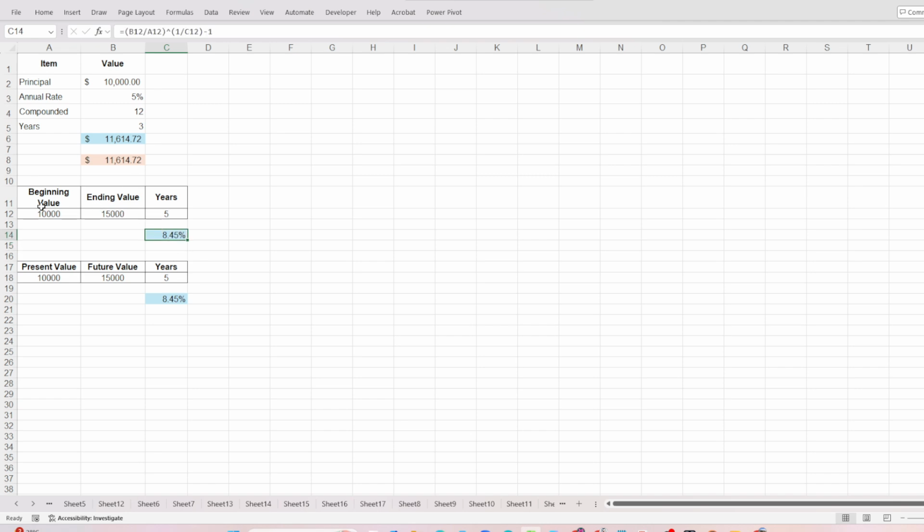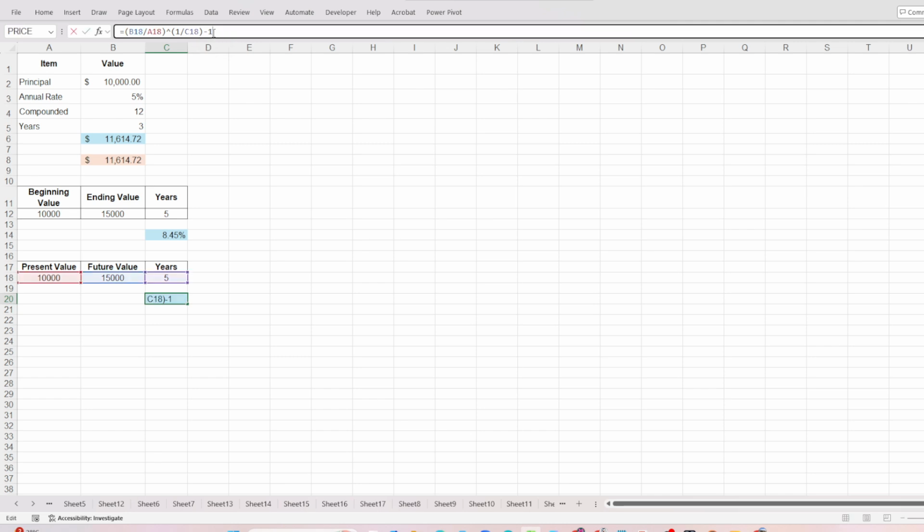Finally, if you want to find the interest rate required to grow 10,000 into 15,000 in 5 years, use the same formula structure: =(B18/A18)^(1/C18)-1. Again, the result is 8.45%. That's how to calculate compound interest and growth rates in Excel clearly and efficiently.